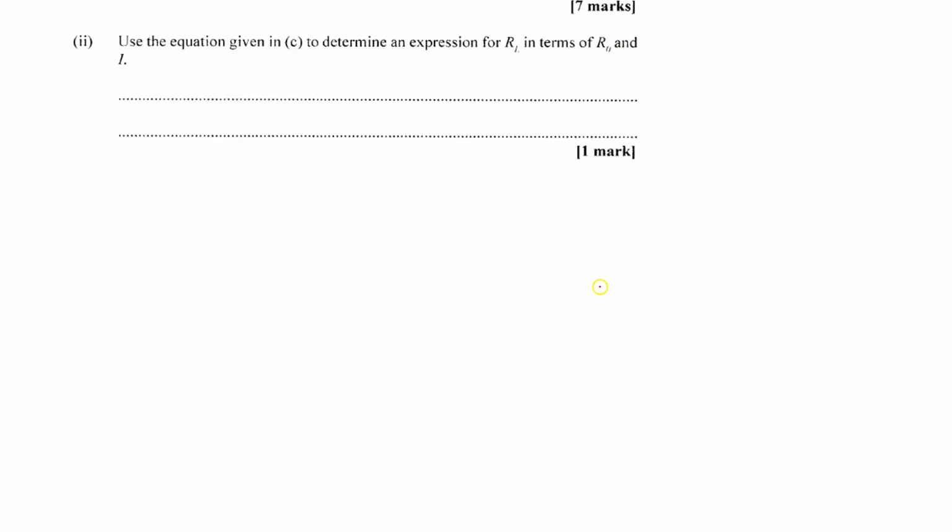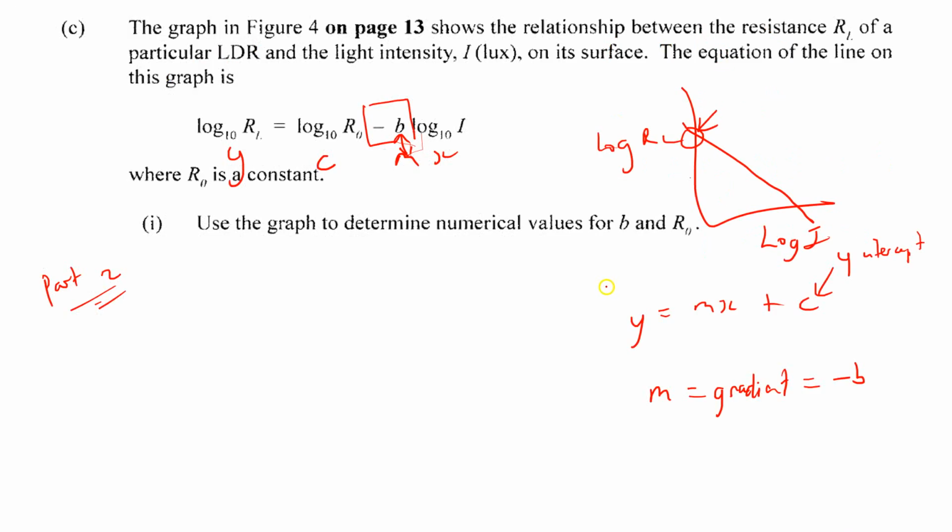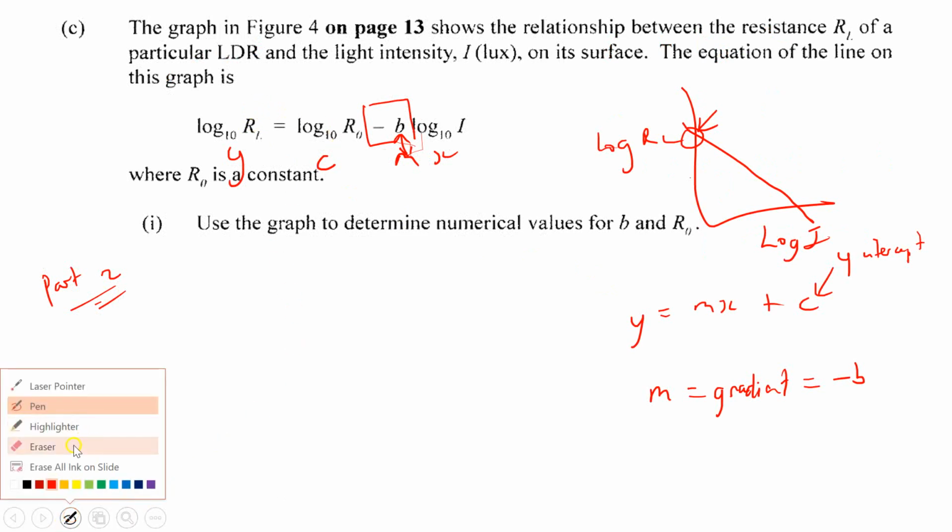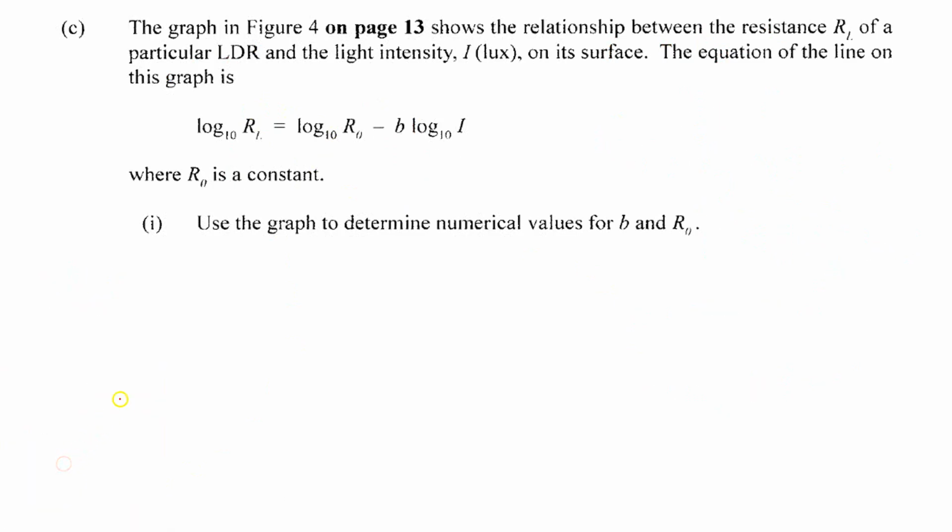Now let's see what else the question dictates to us. It says, using the equation given in C, determine an expression for RL in terms of R naught and I. So this is the equation that they are talking about. What they want us to do here is get a more refined equation. They are trying to test your knowledge of doing stuff the reverse way. Because normally you would get an equation and you would have to expand it using the logs, but no, they want you to shrink it back to the original equation. So that's the trend I'm seeing here based on this question.